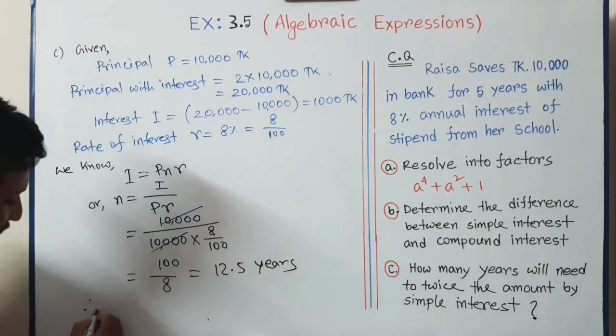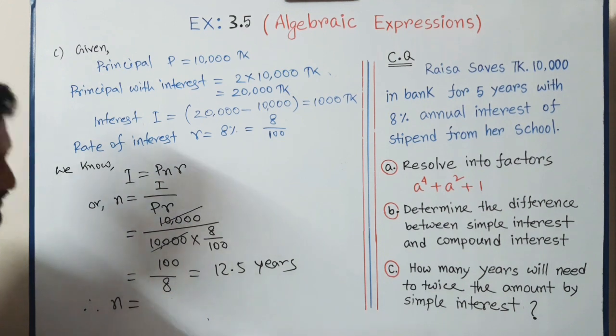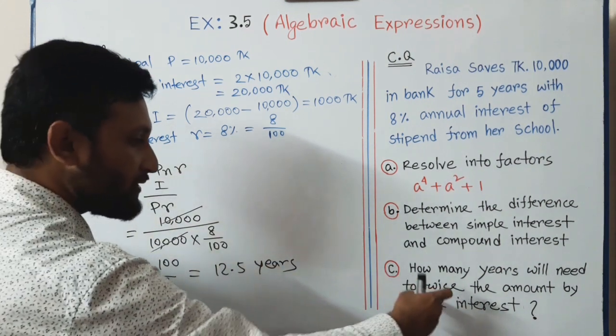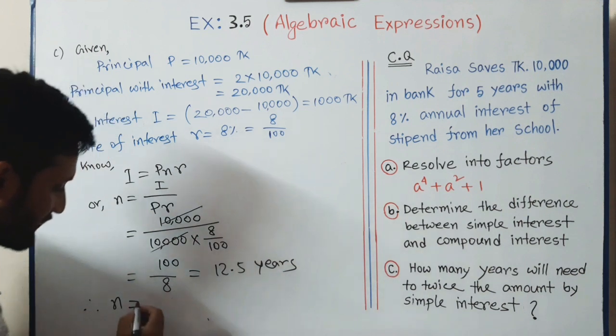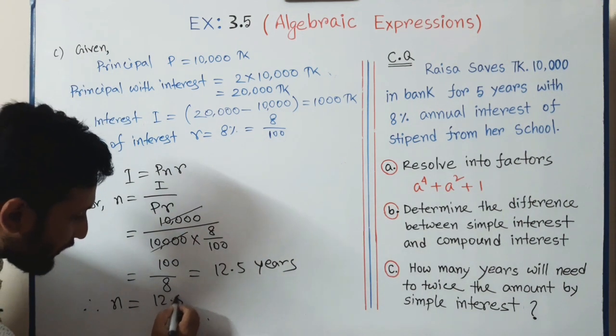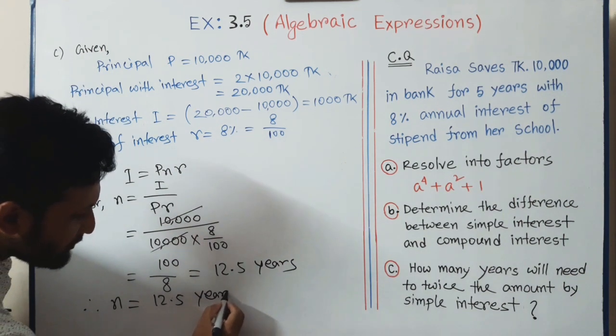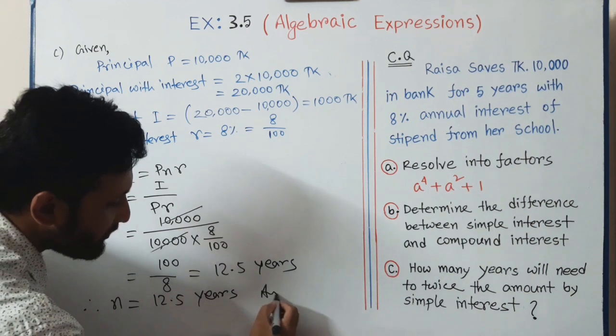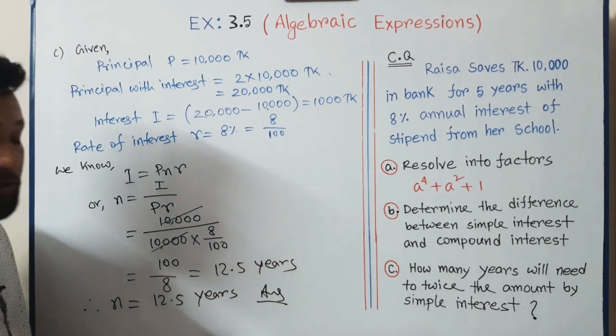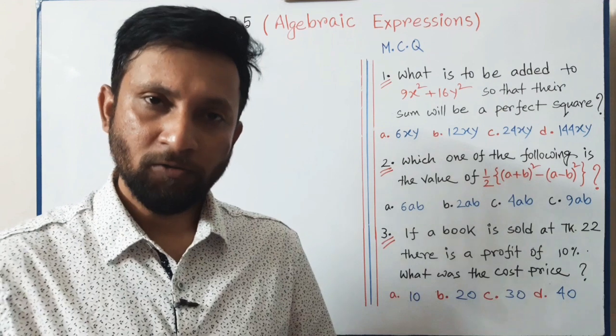So we can say the value of times in which the amount will be twice is 12.5 years. That means 12 half years. This is our required solution. I hope everybody is clear. Now the MCQ part.